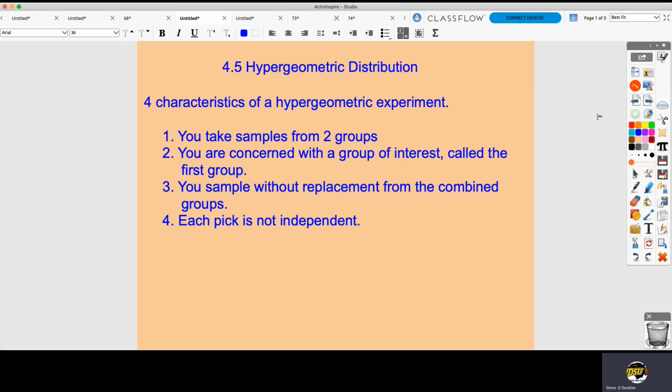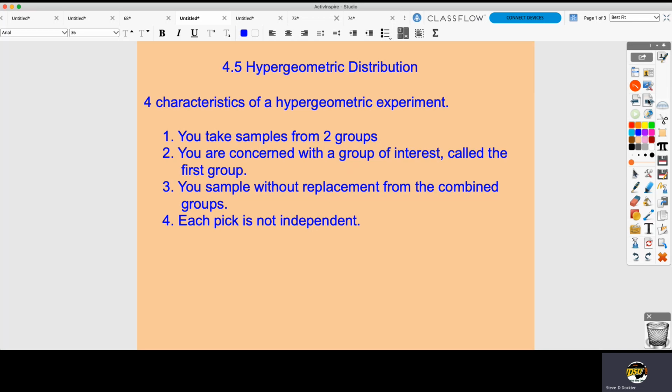From the rest of it, from what I understand, they all fit. But the most important characteristic is that first one. The group that you have the most interest in is always your first group. Your sample is always without replacement for the combined groups, and each pick is not independent. But like I said, the most important part for this is you're going to have 2 groups.